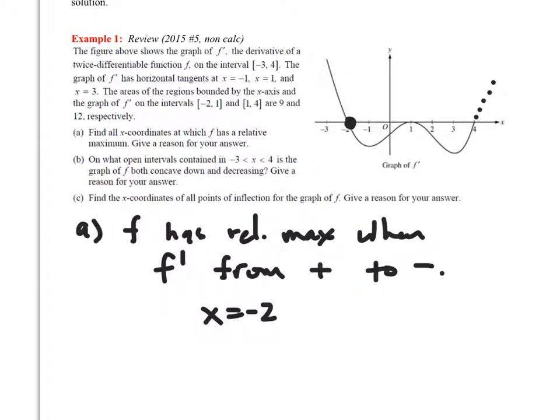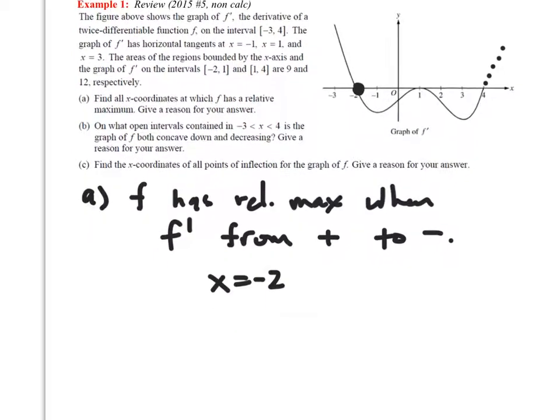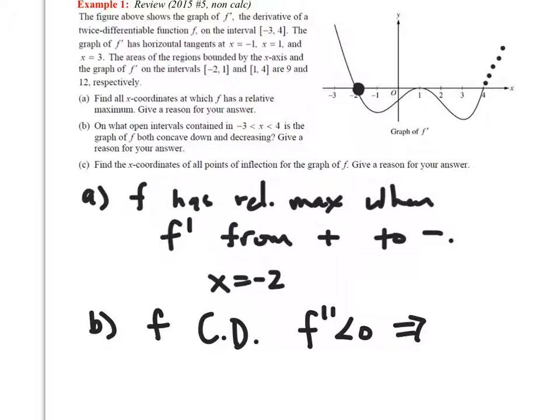Okay, part B, f is concave down if the second derivative is less than 0. Which implies, okay, so the second derivative is less than 0. Let's highlight a couple of spots. Second derivative would be the slope of the first derivative. So there and there. That would be where the graph of f is concave down.